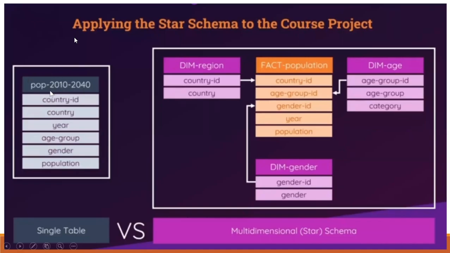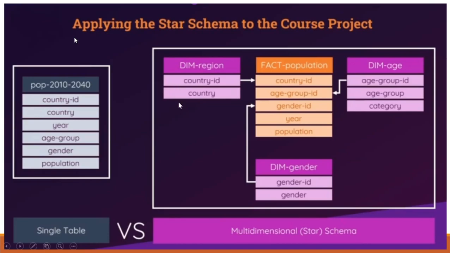So when we apply the star schema, essentially we'll be creating four tables: three dimension tables, and one central table called fact population. So the dimension tables are all related to separate aspects, right? The first dimension table, dim region, is with respect to the location details. Dim age table is with respect to age related information, and dim gender is with respect to gender related information, right?